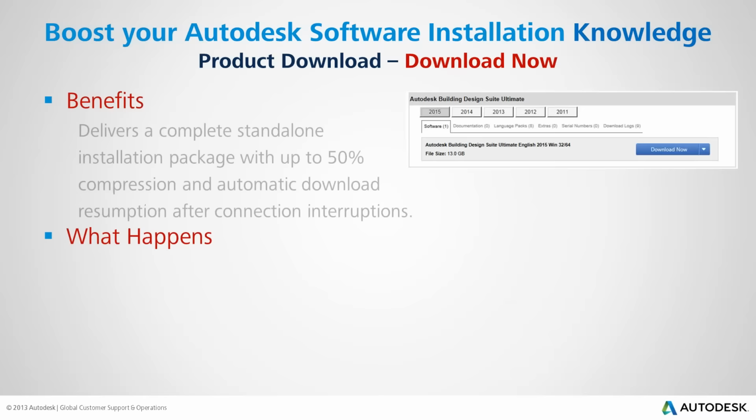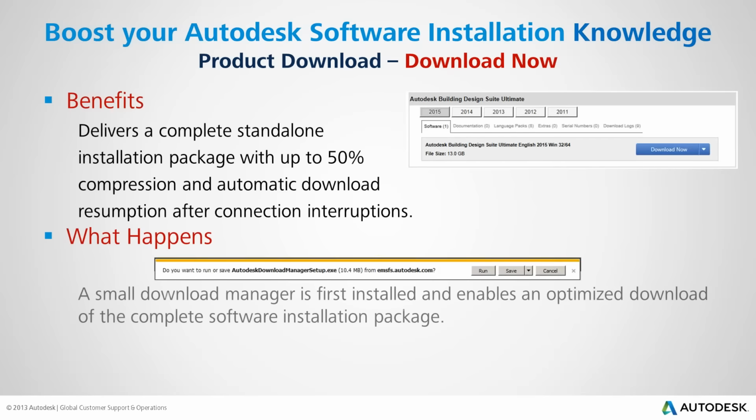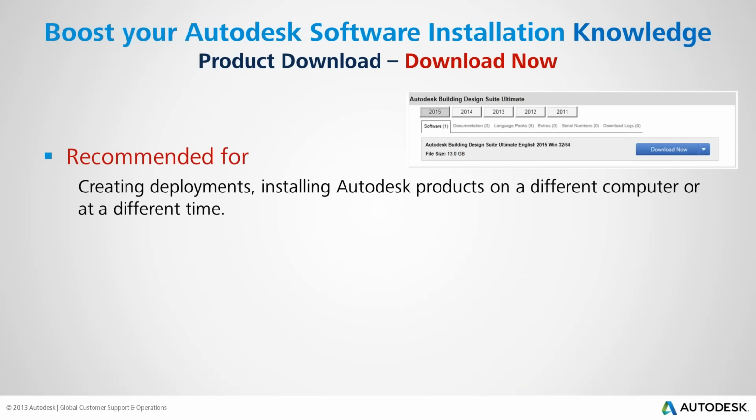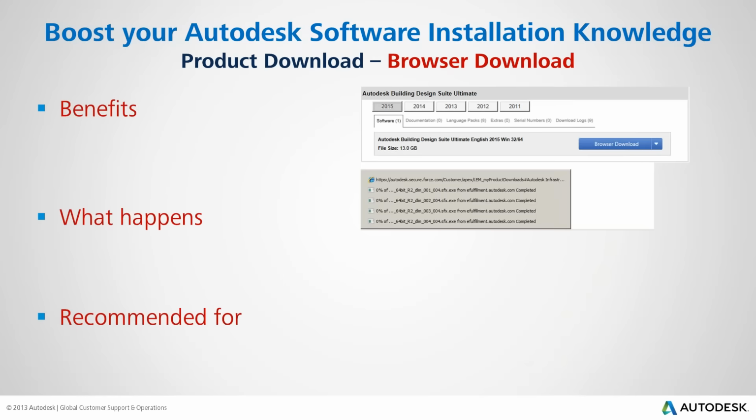Okay, download now. That's the next option there. So here you're downloading the download manager first. The download manager then manages the download to your computer. And during this installation, when you select this, you can create deployments. There's the option there for you to create deployments. And you'll be able to see the progress as it goes.